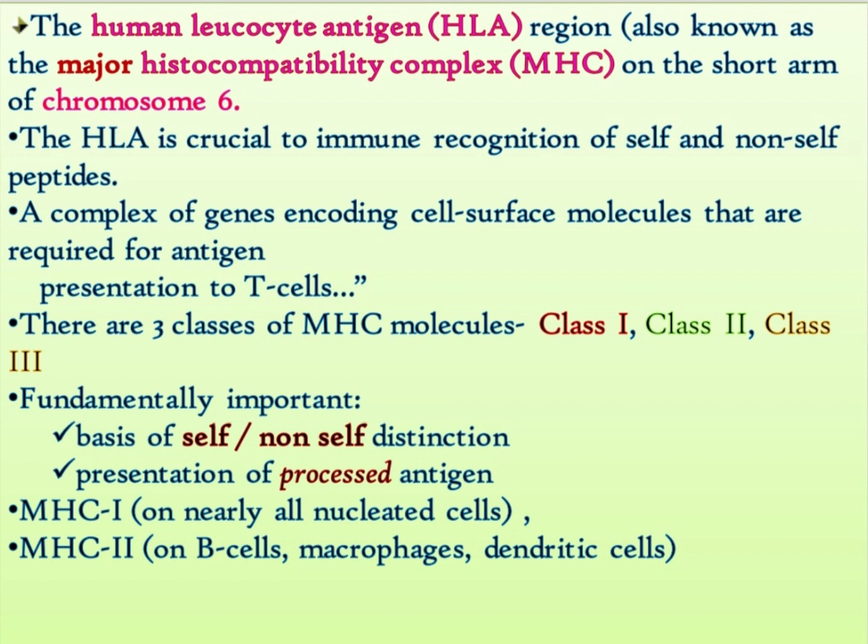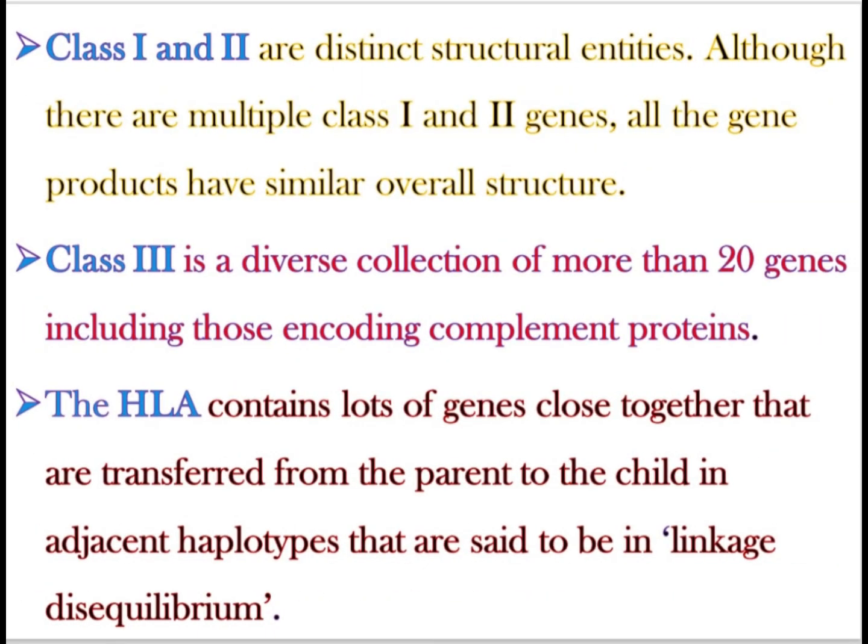Fundamentally important: the basis of self, non-self distinction, and presentation of processed antigen. MHC I is on nearly all nucleated cells, MHC II on B cells, macrophages, dendritic cells. Class 1 and 2 are distinct structural entities, although there are multiple Class 1 and 2 genes. All the gene products have similar overall structure.